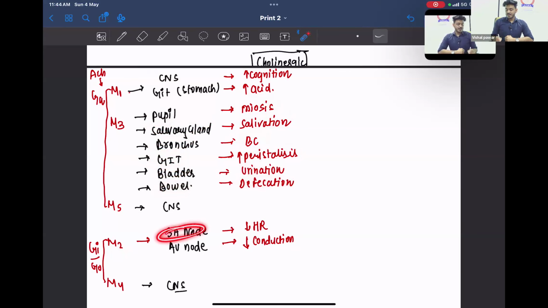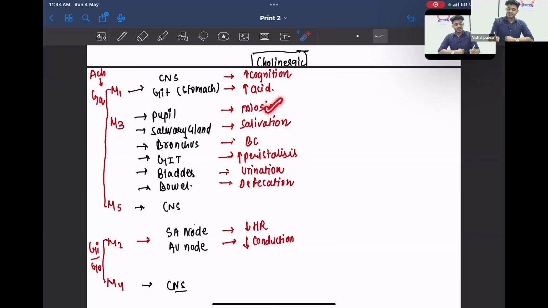What happens to the heart? Heart rate will be decreased. Conduction will be decreased. Just try to understand this. This is not just a theory. This type of patient is going to come. So when a patient comes on a stretcher, what are you going to see and how will you understand? You look at the eyes of the patient. There will be pinpoint pupil.